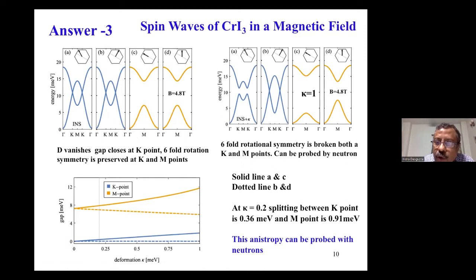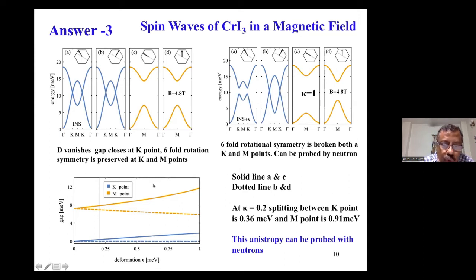Now, if we include the Kitaev term by changing our Kitaev parameter kappa, we find that in certain regions of the Brillouin zone at the K point the gap vanishes, but the gap persists elsewhere. The same is true at the M point. There is essentially a deviation in the gap. So the six-fold rotational symmetry is broken both at the K and the M point. This is a feature which possibly can be probed by neutron.